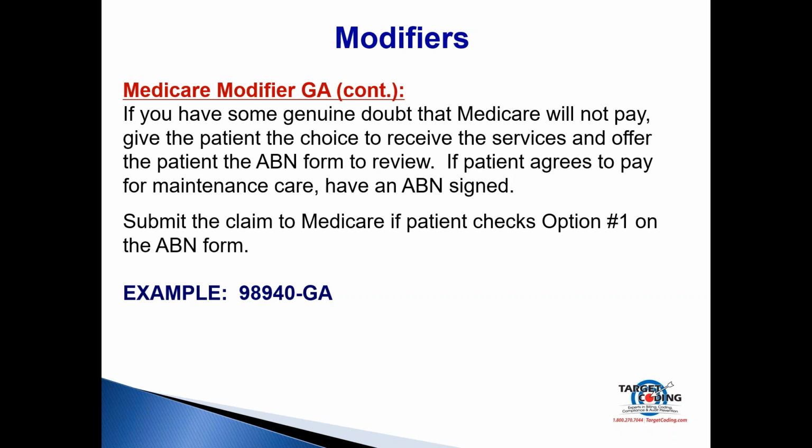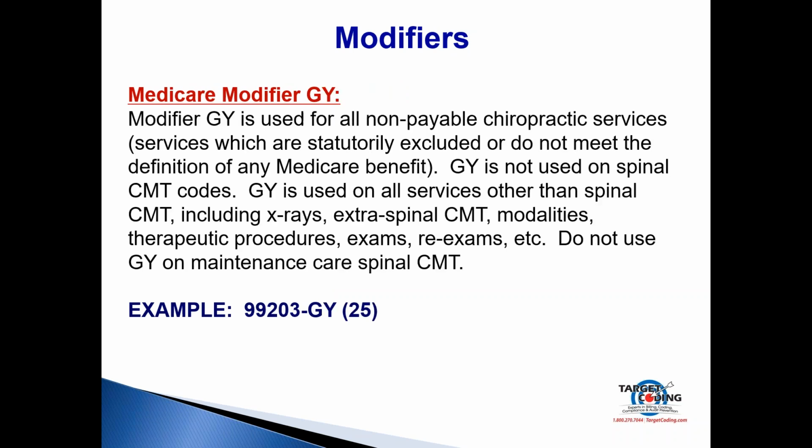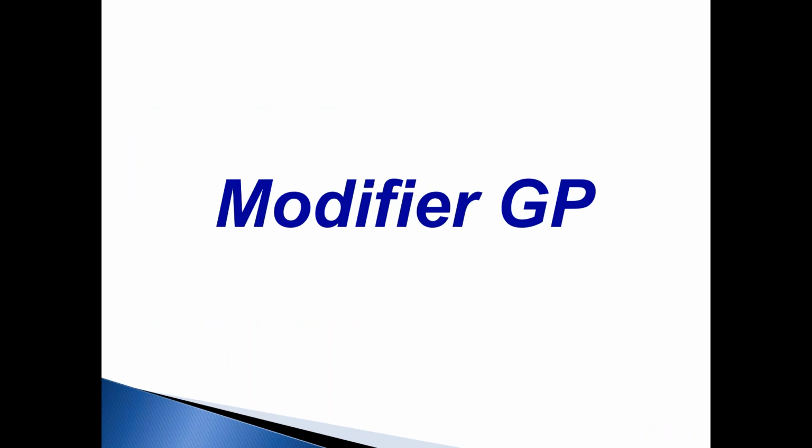98940 for 1 or 2 regions with the GA modifier. GY, I would recommend you use this on all non-payable chiropractic services like exams, x-rays, therapies. See on your screen, 99203 GY, also the 25. You could have up to 4 modifiers on one CPT code.